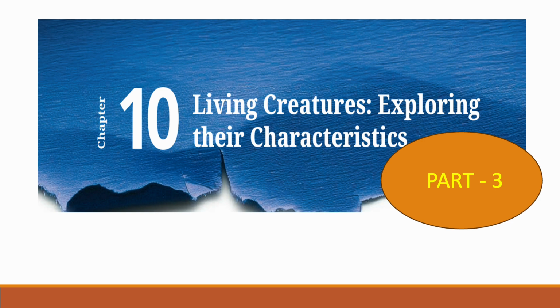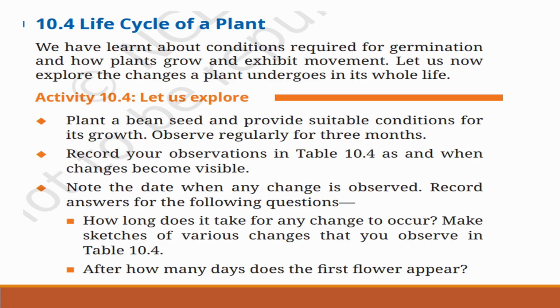Today we will see NCERT Classic Science Chapter 10, Living Creatures: Exploring Their Characteristics, Part 3: Life Cycle of a Plant. We have already learned about conditions required for germination and how plants grow and exhibit movement. Let us now explore the changes a plant undergoes in its whole life.